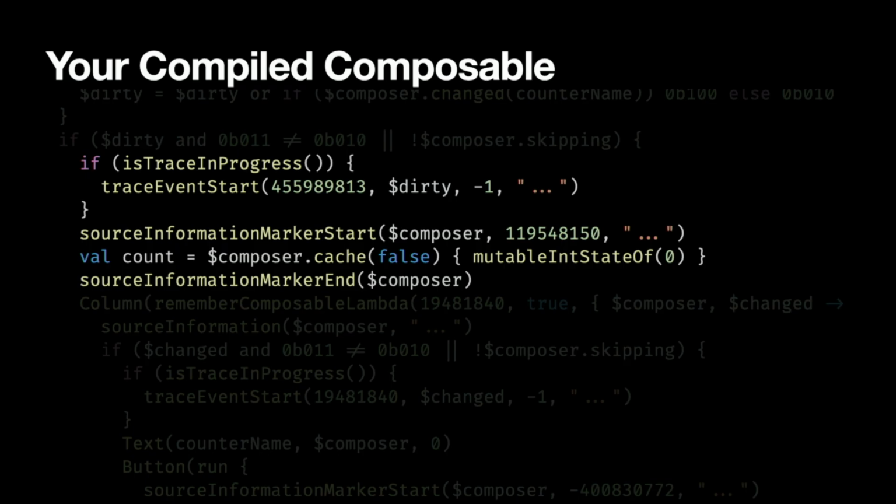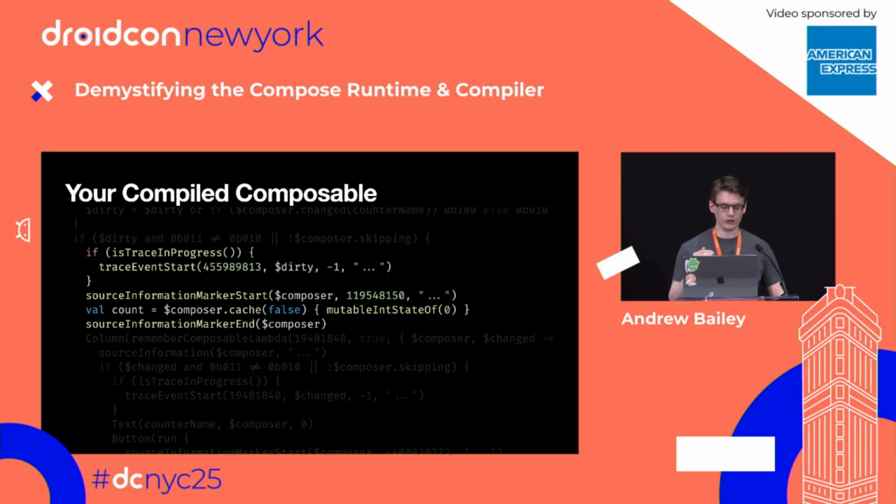Inside of here, we have the remember block to save the mutable int state from before. We also have this trace event here. This is also introduced by the compiler, but instead of being used for debugging information, it is used for performance information. This is kept in release builds. So if you want to run system trace or get a Perfetto trace of this, all of the trace events are available for you in release builds, even if you're using R8. If you don't want these, you can configure R8 to get rid of the trace event, which will save you a little bit of bytecode, which is nice.